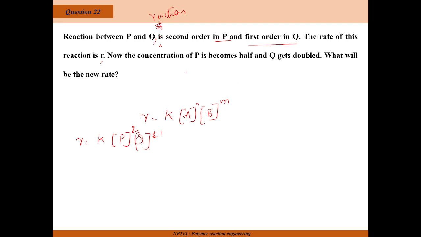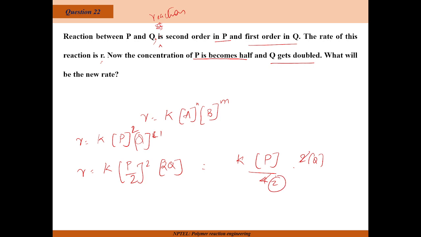And the second statement says that now the concentration of P becomes half and Q gets doubled. So now we are having some new reaction rate, which is like R itself. Here P becomes half, right? P becomes P by 2 and Q becomes 2Q. So basically it is K (P by 2) squared multiplied by 2Q, so it can be 2 times. So this will go this side. This new R, I can call it R prime. So 2R prime is K P.